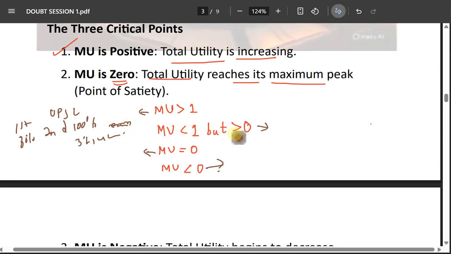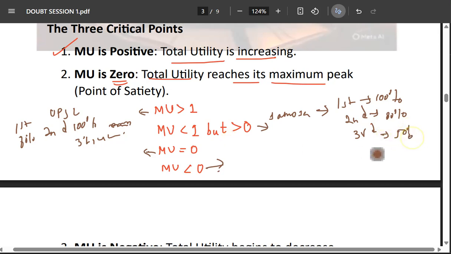Now coming to less than 1 but more than 0. For example, take a samosa. The first samosa you eat, 100% satisfaction. The second samosa, it will come to 80%. The idli example I gave comes under this category. The third one, 50%. And coming to the sixth one, you'll feel, oh my god, I don't need any more samosa. Any additional unit will not give you any happiness or satisfaction. That comes in the second category.